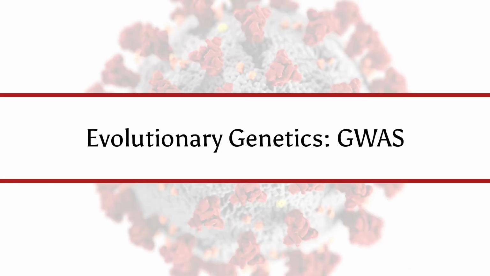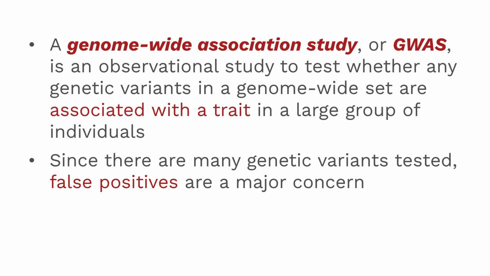So next up, for the methods that we're talking about today in evolutionary genetics, are genome-wide association studies, also known as GWASs. The genome-wide association study is an observational study where you look to see in a population if any genetic variants that are present in the population are associated with a trait. Typically it has to use a large group of individuals to have any statistical power.